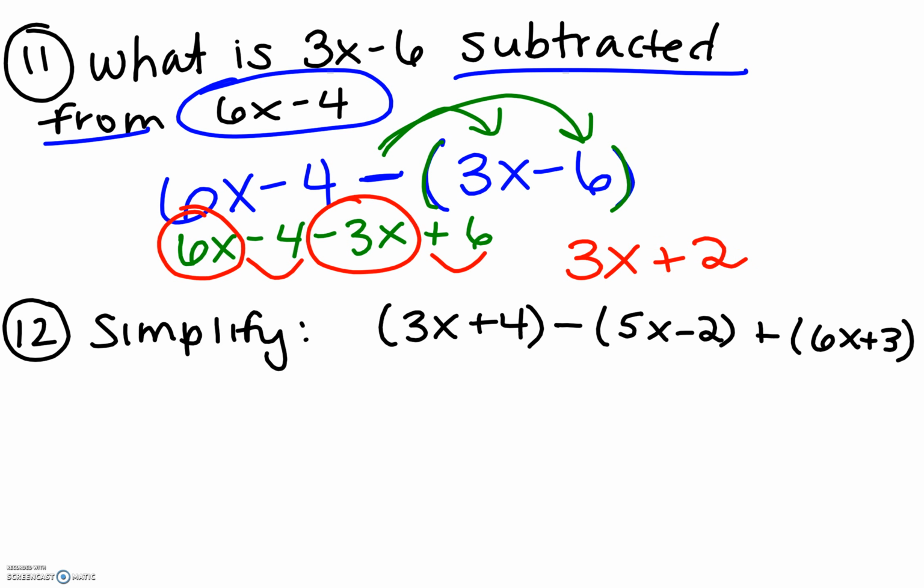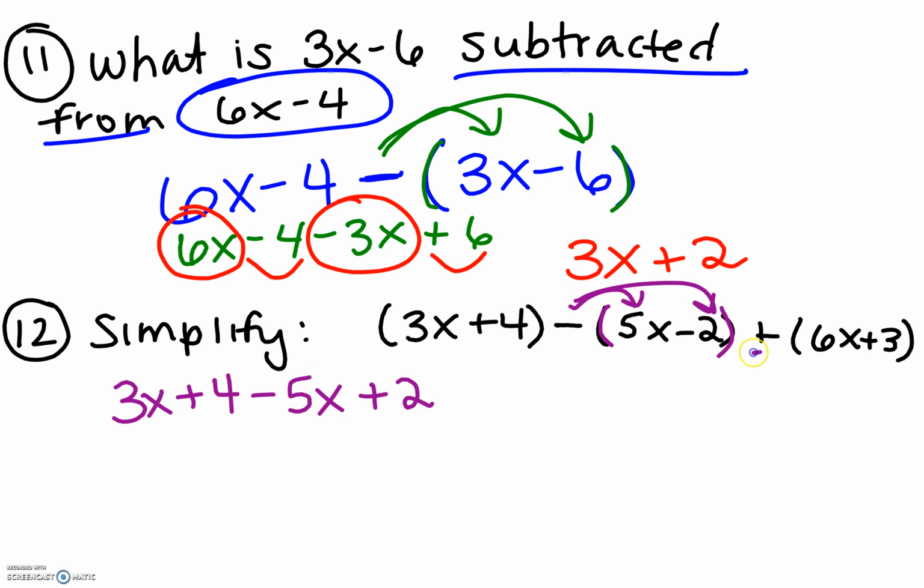For 12, simplify 3x plus 4 minus 5x minus 2 plus 6x plus 3. Remember, anything without a negative sign, we could just drop the parentheses. So 3x plus 4. Now we see a negative sign, so we're going to distribute that to everything on the inside of that parenthesis. So negative 5x, a positive 2, and now we see a plus sign, so we're going to just drop the parentheses and rewrite.